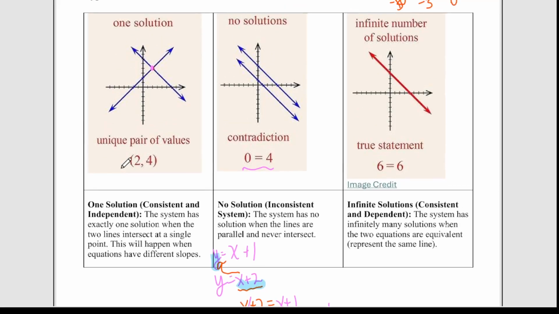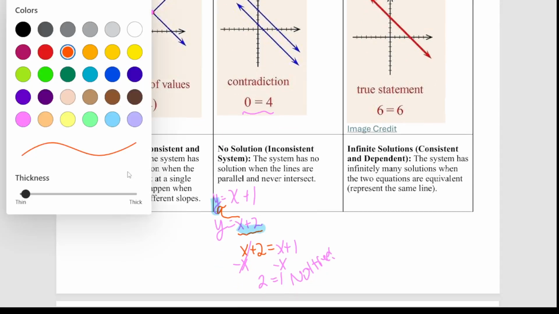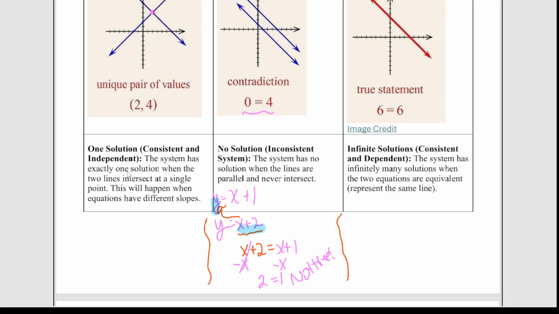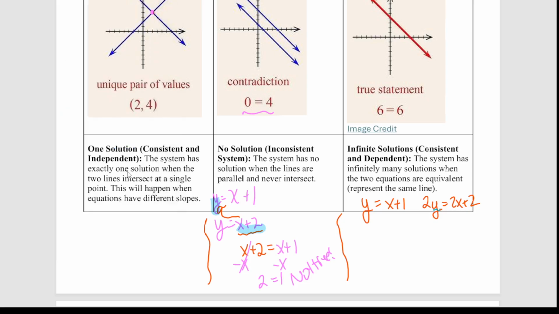Versus infinite number of solutions, again, is going to happen when it's really just the same equation written two different ways. And you'll find when you're solving it that all of your variables disappear and you're left with a true statement such as 6 equals 6. So an example of that, let me sort of differentiate it, would be something along the lines if I had y equals x plus 1 as one equation, and then I had 2y equals 2x plus 2 as the other equation. Well, I would say, okay, well, I can replace y with what it's equal to.